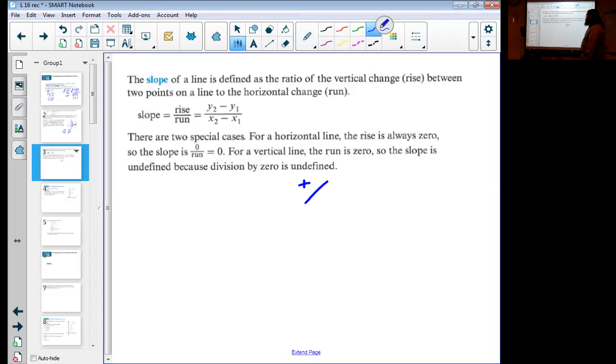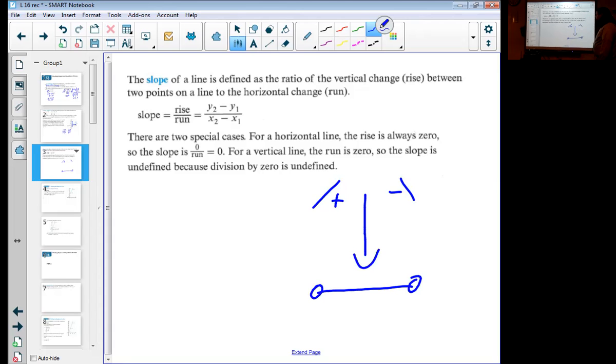So what this is saying is if you have a line that looks like this, that is a positive slope. If the line looks like that, that's a positive slope. If the line looks like that, that's a negative slope. If it is a horizontal line, the slope is 0. And if it's straight up and down, the slope is undefined.